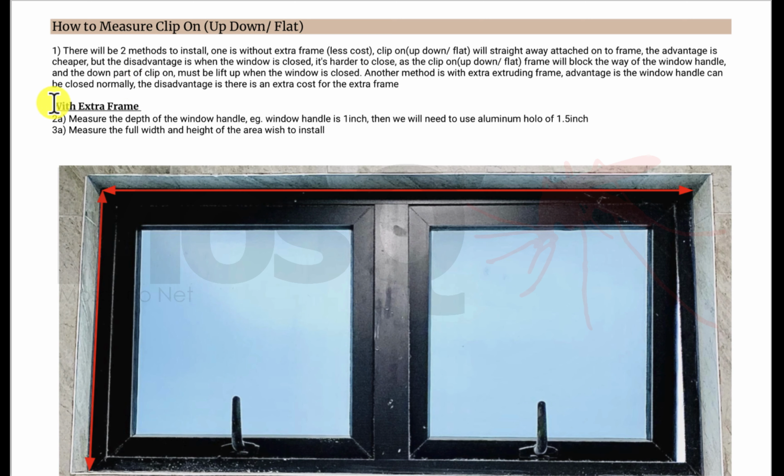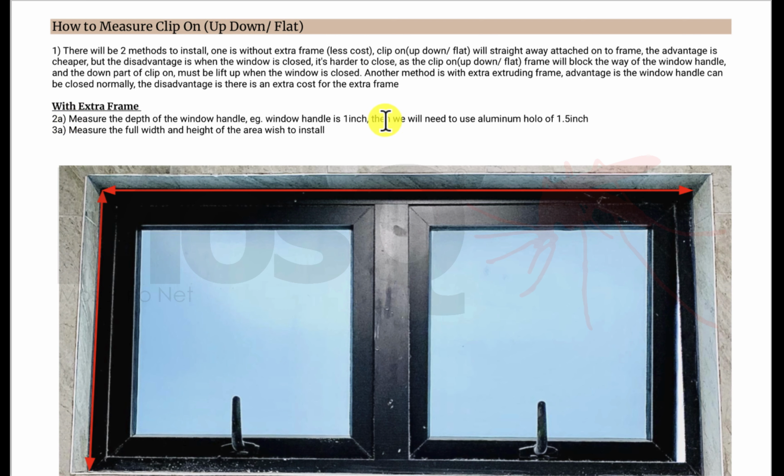Now, with extra frame, first measure the depth of the window handle. For example, the window handle is 1 inch. Then we will need to use an aluminum hollow of 1.5 inch. Next, measure the full width and height of the area you wish to install. Meaning this red arrow, once again, measure it fully. And remember to write it down.